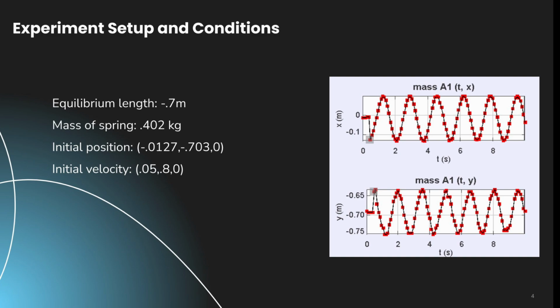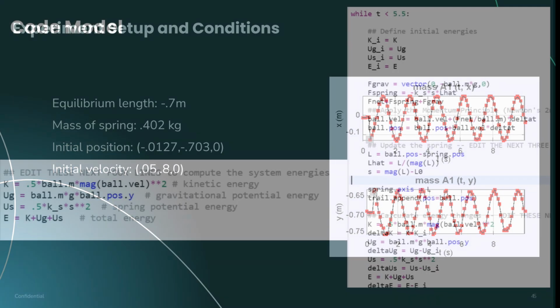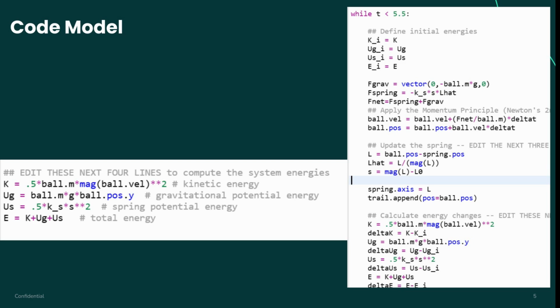The mass is 0.402 kilograms, and the equilibrium length of the spring is 0.7 meters. The velocity was estimated using the change in position between the first two frames. The model calculates forces at each time step and updates the velocity and position using Newton's second law. The spring force is calculated based on the current length of the spring. The forces are taken from known force equations, like negative Ks times L hat for the force of the spring.